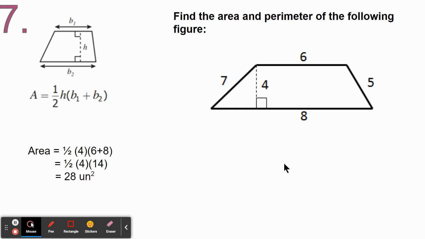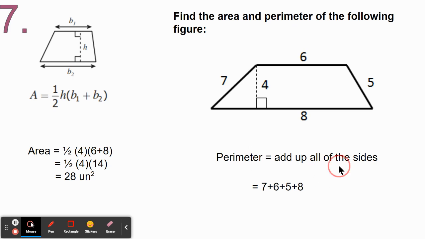Okay, now we need the perimeter. So when you find your perimeter, add up all of the sides on the outside. So that's going to be 7 plus 6 plus 5 plus 8. That 4 is not on the outside of the trapezoid. It's on the inside. So that's not part of the perimeter. So add those all up, and we get 26 units.